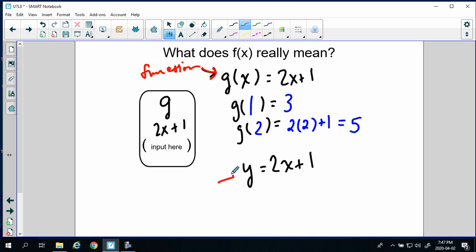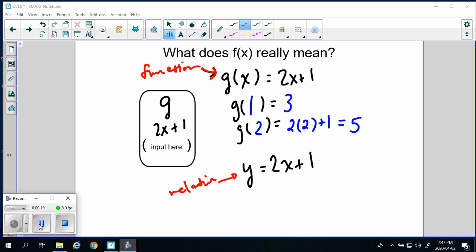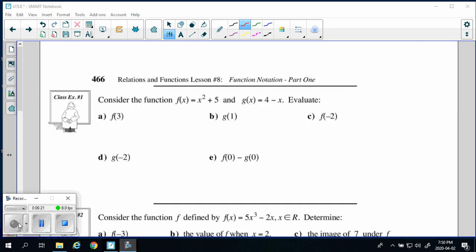Whereas this does not have to be a function for you to write it as x and y. This can be any relation, not just a function. So function notation is only for functions. So let's do a few examples using this function notation.